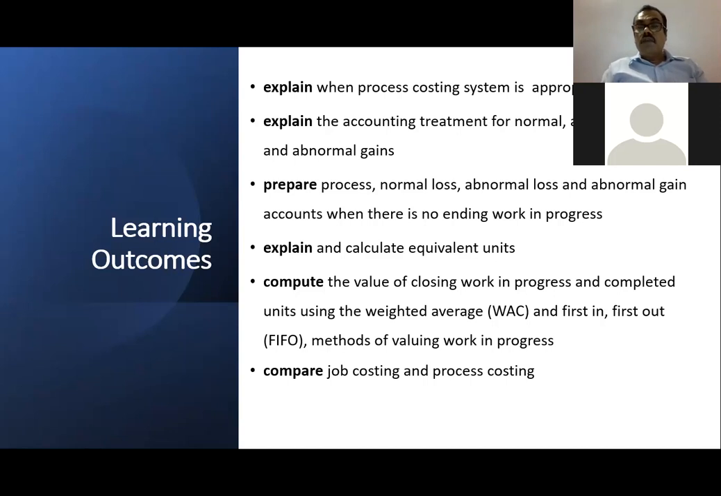Explain and calculate equivalent units. It is a simple mathematical explanation. They are not real physical units, but in terms of equivalent.